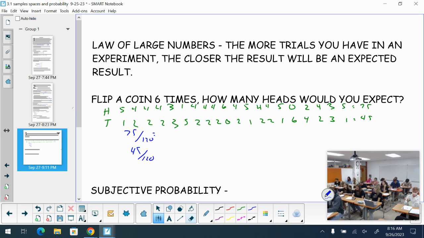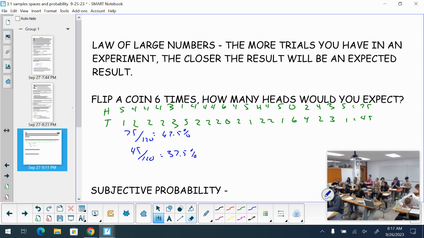What is our percentage? 75 out of 120 and 45 out of 120. 75 divided by 120, what do we get? Anybody? 62.5. So this would be 37.5% down here.